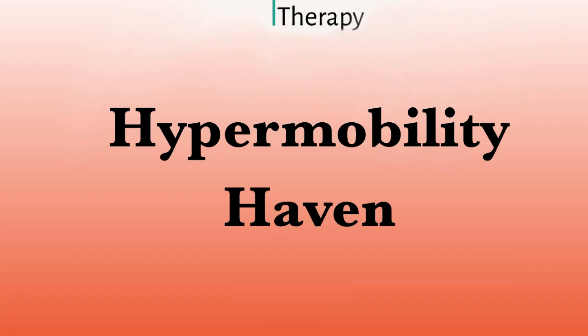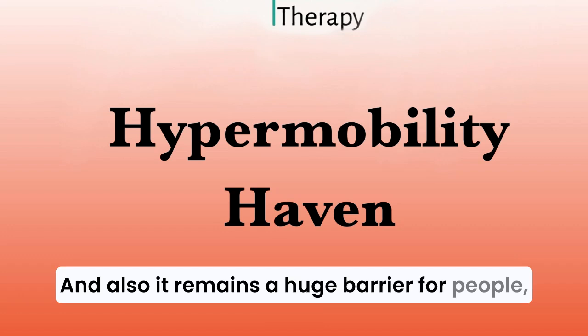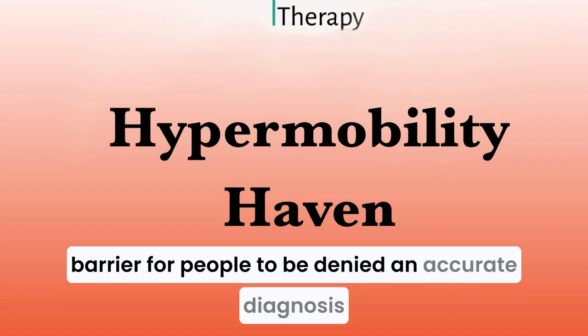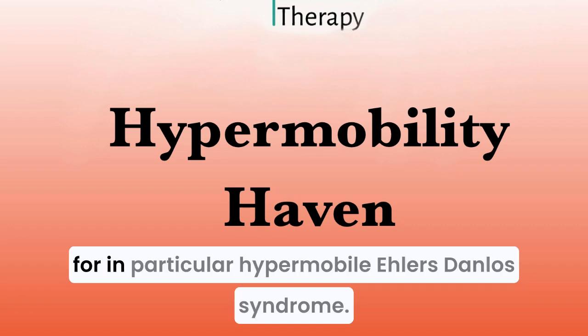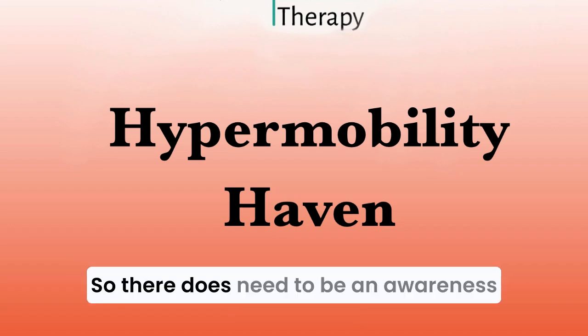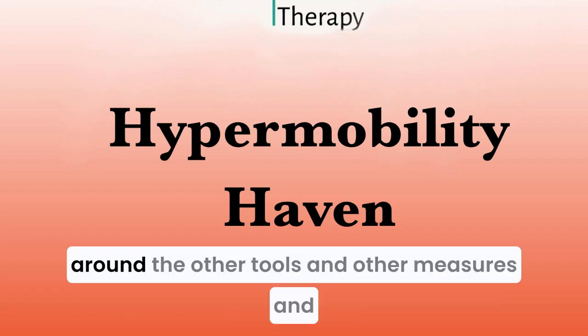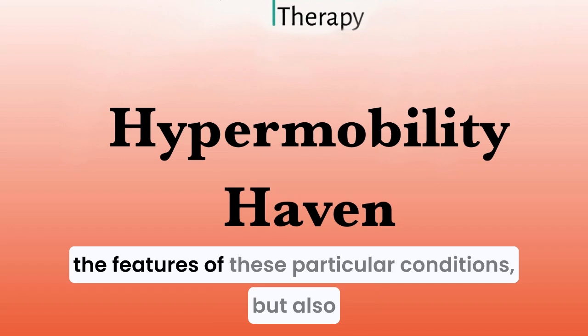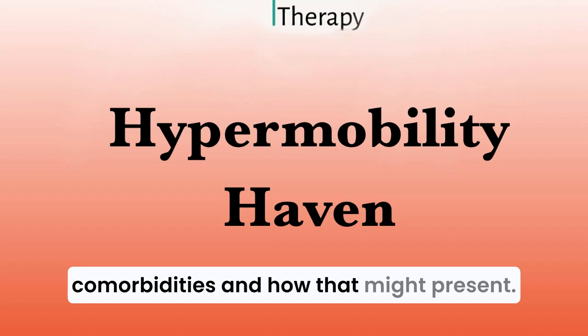Definitely. And also it remains a huge barrier for people, the Beighton scale, in being denied an accurate diagnosis, in particular for hypermobile Ehlers-Danlos syndrome. So there does need to be an awareness around the other tools and other measures and other observations, and a knowledge by the practitioner of the features of these particular conditions, but also comorbidities and how that might present.